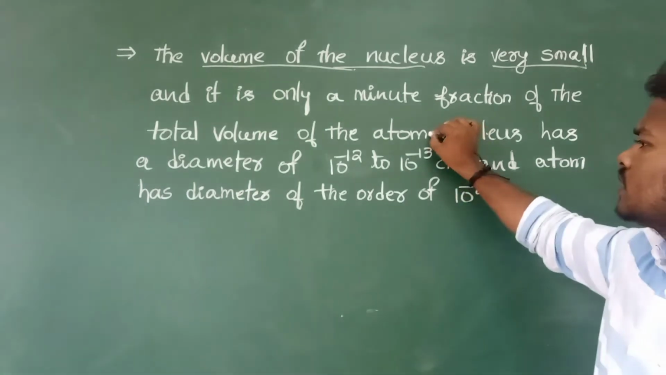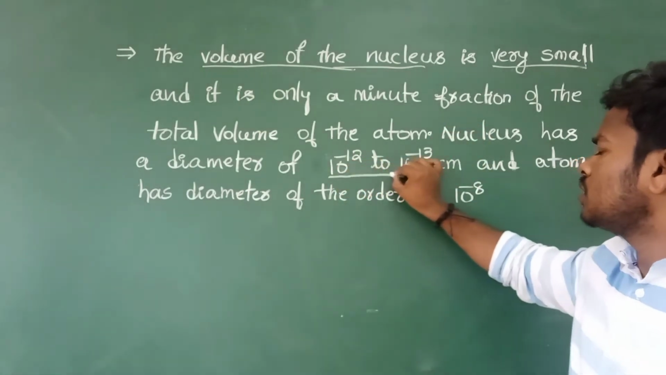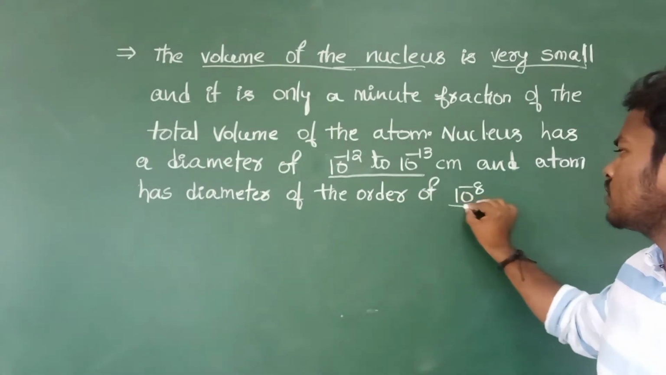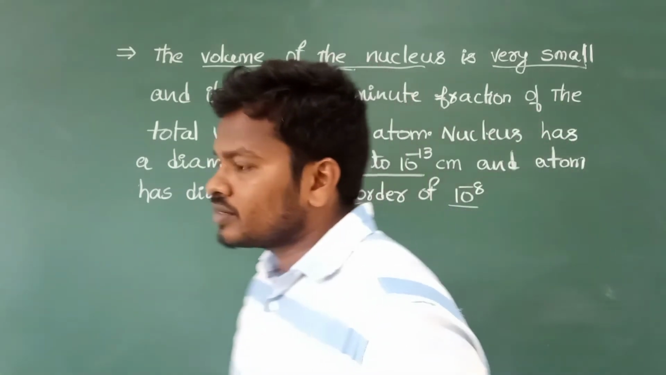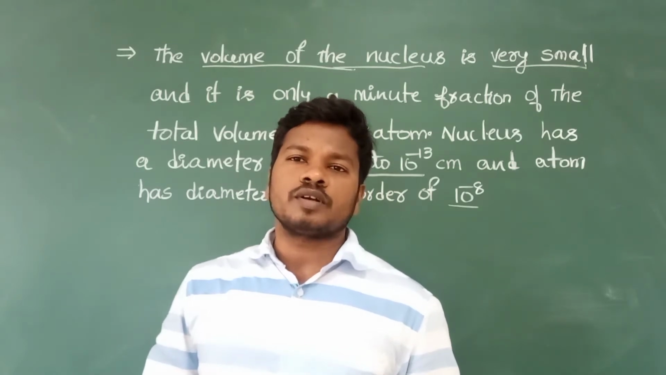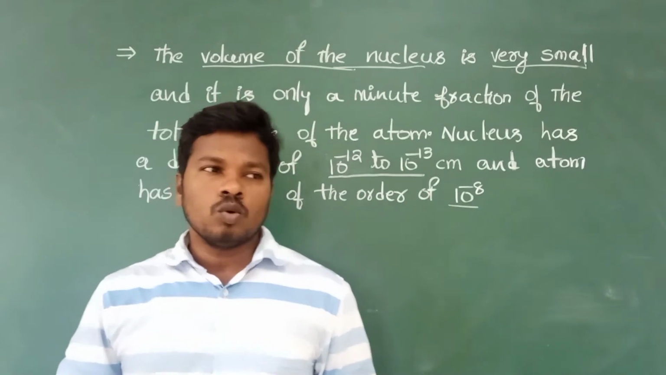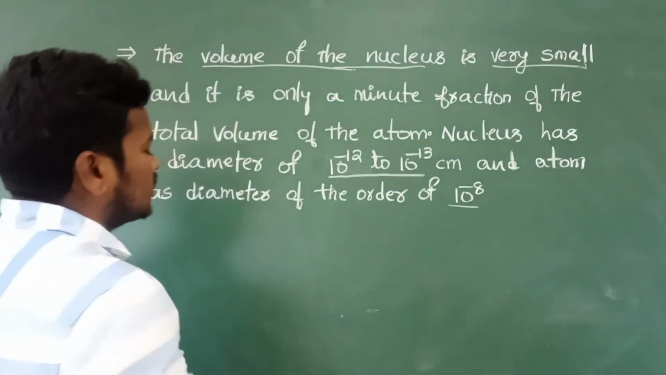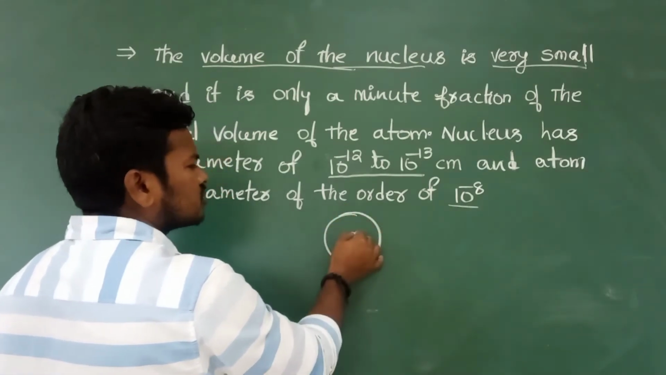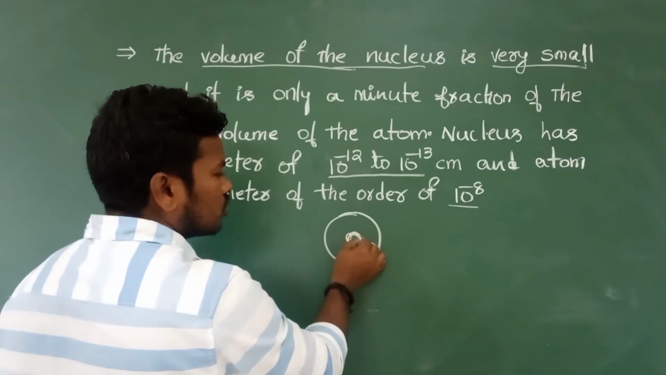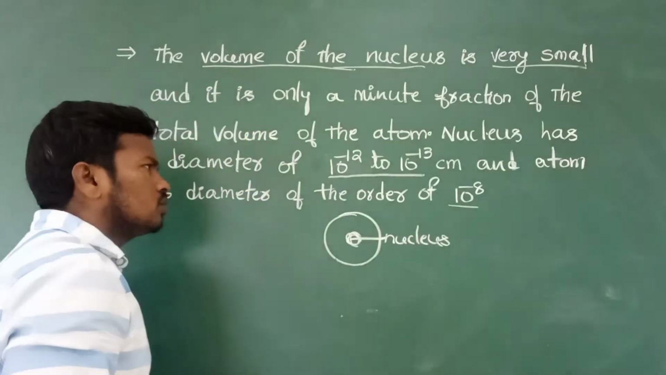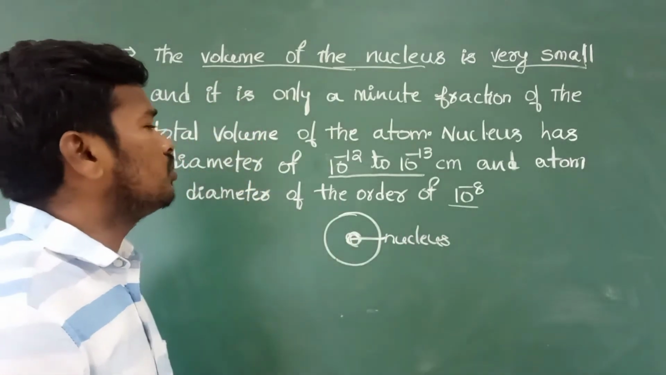the atom. The nucleus has a diameter of 10 to the power of minus 12 to 10 to the power of minus 13 centimeter, and the atom has a diameter of the order of 10 to the power of minus 8. See, in the second point we have learned that the maximum mass of the atom is contributed by the nucleus only. So the mass of the atom is concentrated in a very small portion. That means the volume is very small. In this very small portion only, the nucleus is present. That means the volume of the nucleus is very small compared to the diameter of the atom.